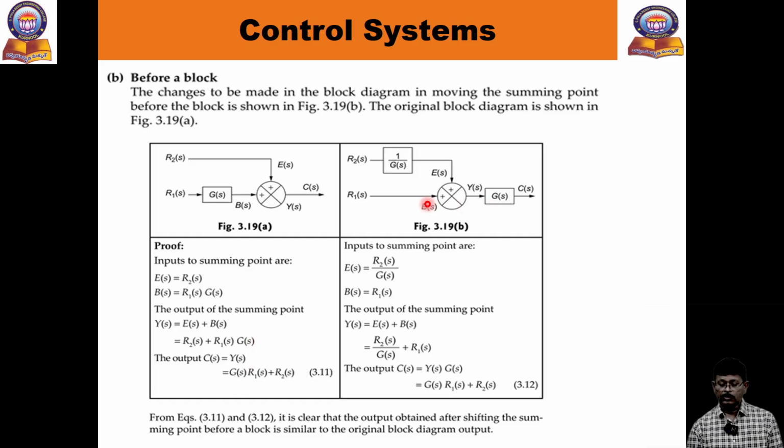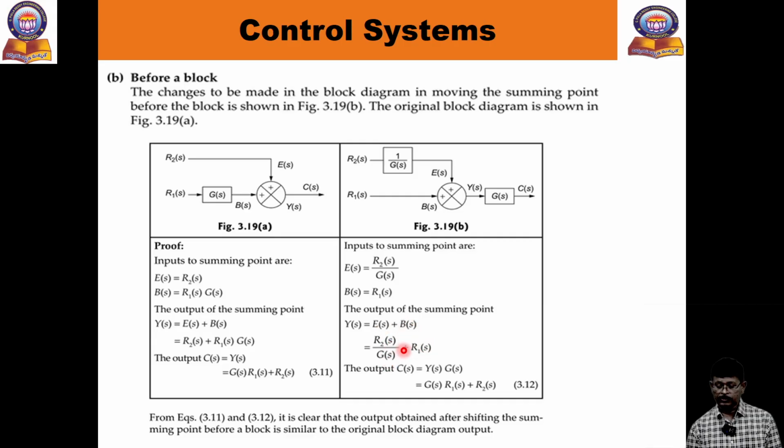Then coming to here, we are shifting the block after the summing point, before the block. Now here, in the previous case, what you have done, you are taking the reciprocal of the gain, 1 by G of s. So here, E of s equal to R2 of s by G of s you will get. What is B of s? R1 of s you will get. Then Y of s equal to E of s plus B of s. Just substitute what is B of s, what is E of s. So R2 by G of s plus R1 of s.